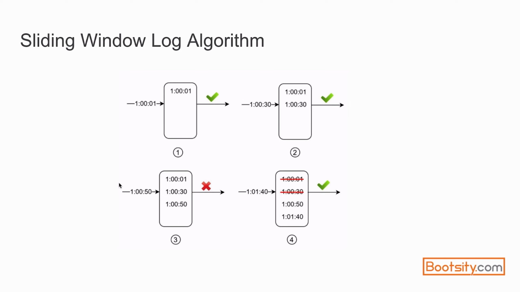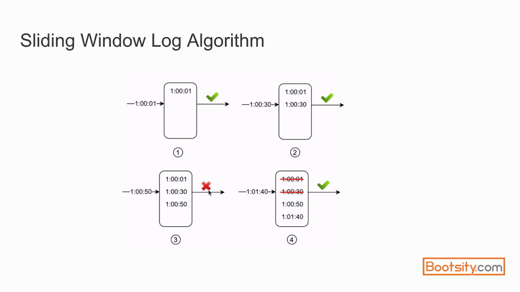Now let's say there is one request which arrives at the server at the 50th second. Now according to the rate limiting algorithm, we will see what was the last logged time for a request. So it was 1:01, and it has not expired because 1 minute has not passed. So this particular request will get blocked.